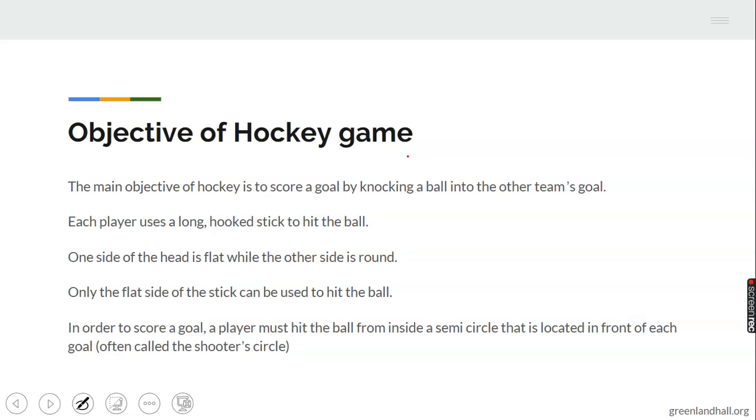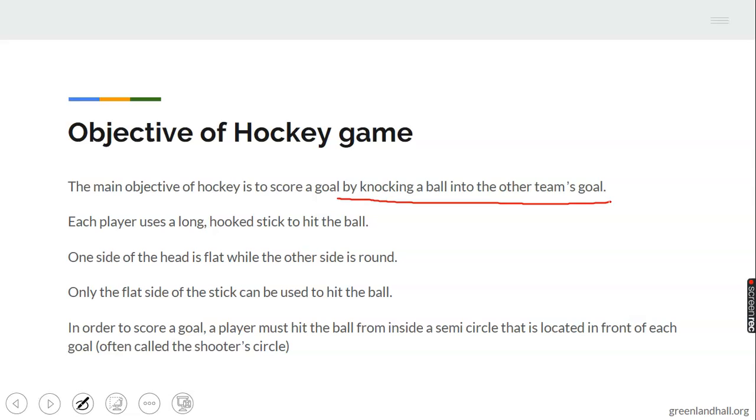Now let's go to the objective of the hockey game. What is the objective of the hockey game? The main objective is to score a goal by knocking a ball into the other team's goal. They want to knock a ball into the other team's goal. By the time they do that, they have their points. So each player will try as much as possible to score a goal.